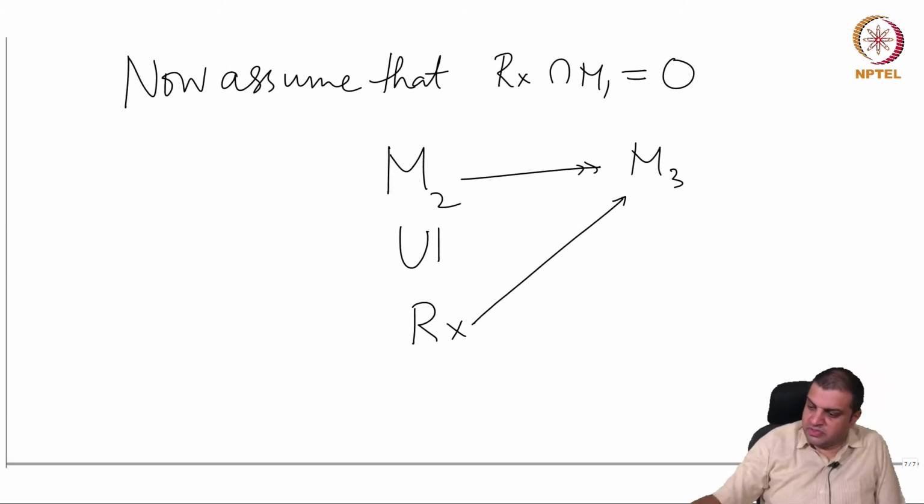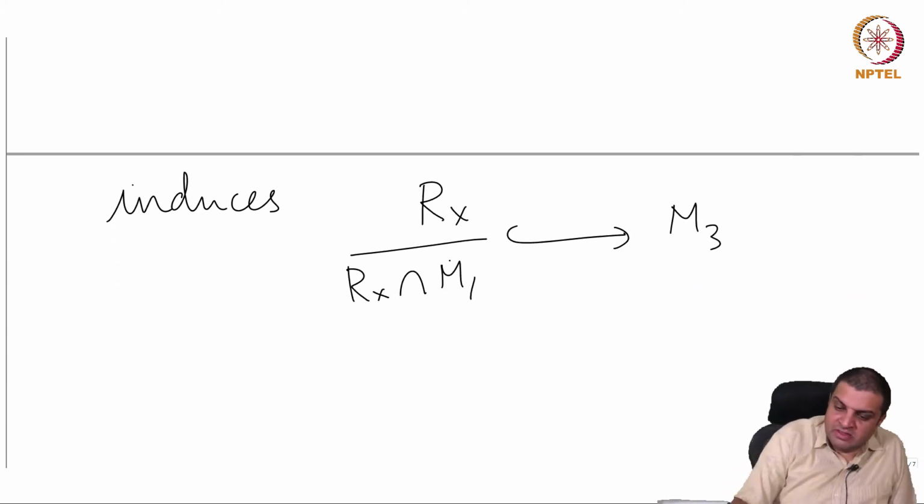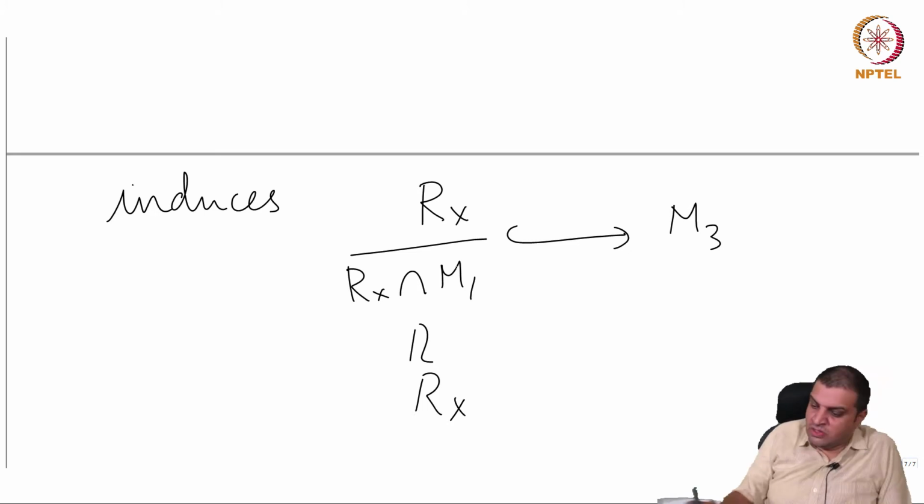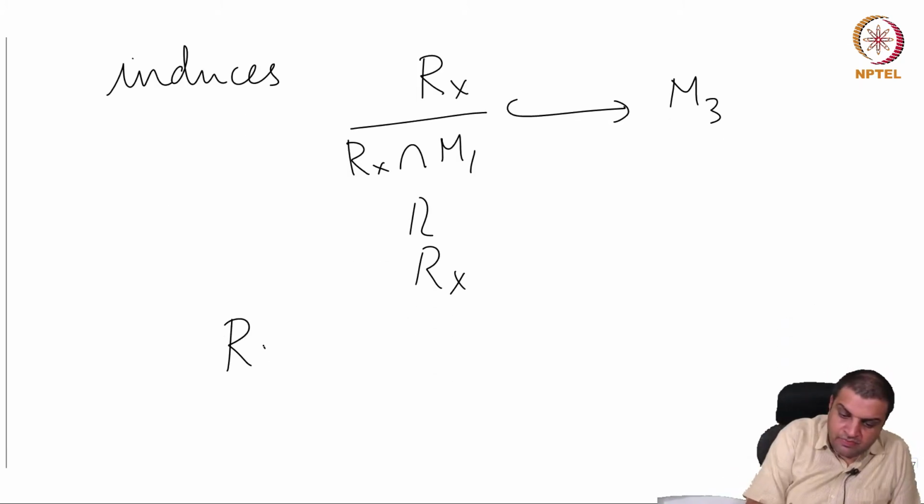That's from this thing where we get this map. But this is 0, so this is isomorphic to Rx itself. That's because we are going modulo a 0 submodule. So in other words, Rx is a submodule of M3.